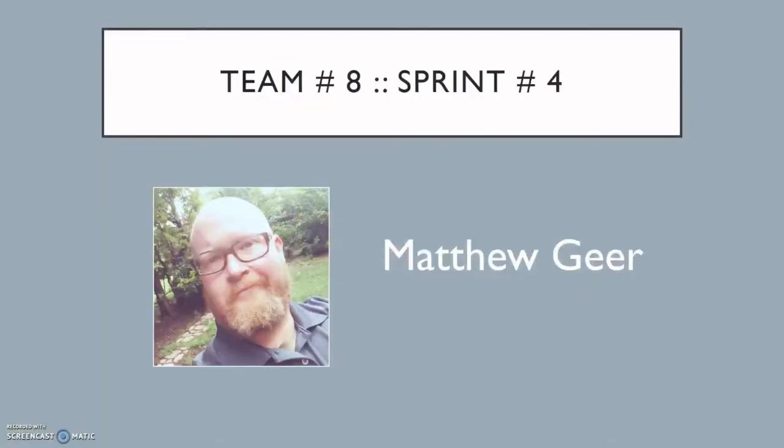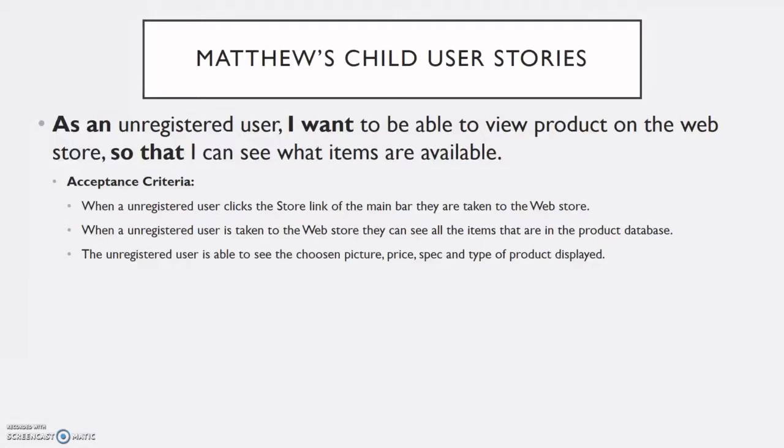Hello, my name is Matthew Gear, and this is my Sprint 4. Child user stories. As an unregistered user, I want to be able to view products on a web store so that I can see what items are available. Acceptance criteria. When an unregistered user clicks the store link on the main bar, they are taken to the web store. When an unregistered user is taken to the web store, they can see all the items that are in the product database. The unregistered user is able to see the chosen picture, price, spec, and type of the product displayed.